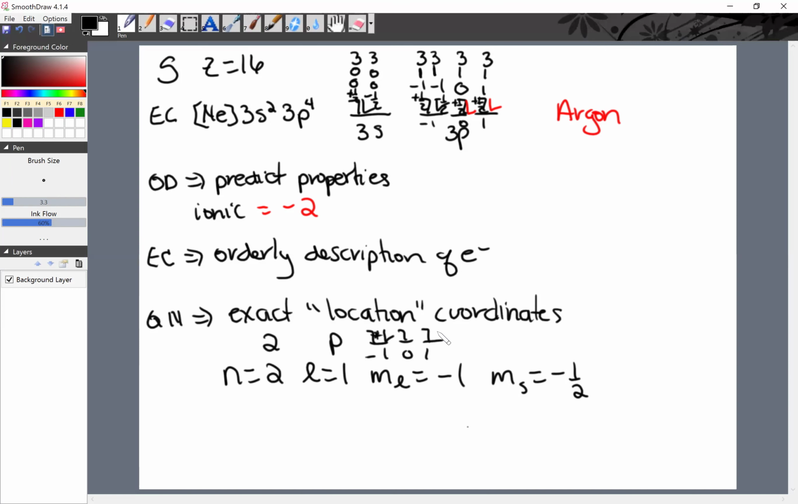So that must be 3. Oh, I put a 2 there. 2p3. Oh, well, who is 2p3? That is 1, 2, 3. That looks like nitrogen. So nitrogen is this.